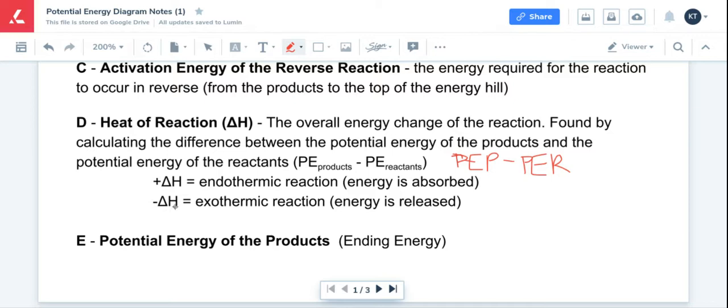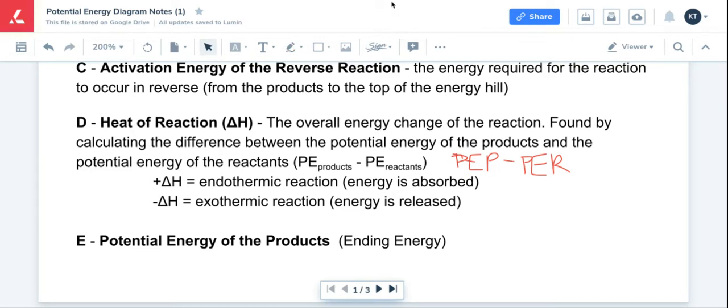If the delta H is a negative value, if its sign is negative, that means it is an exothermic reaction. Energy has been released. And the only way you can get a negative value from this math is if your potential energy of the products is less than the reactants. So if this value here is smaller than this value, you're going to end up with a negative value because overall energy has been released.